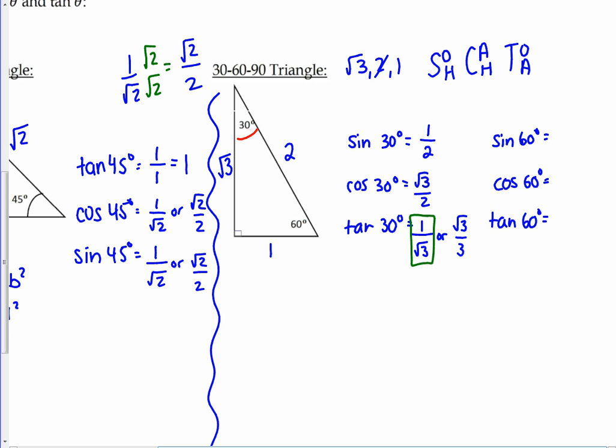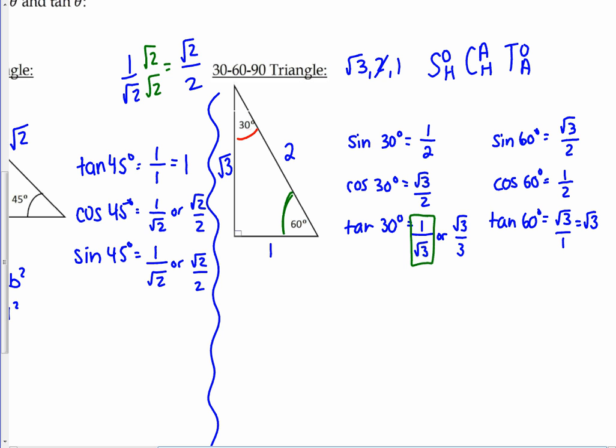Okay, sine of 60, so now let's look at 60 degrees. Opposite over hypotenuse, what's the opposite? Root 3 over 2. Cos of 60, cos is adjacent over hypotenuse. 1 over 2, and tan of 60, opposite over adjacent. Root 3 over 1. So just root 3.